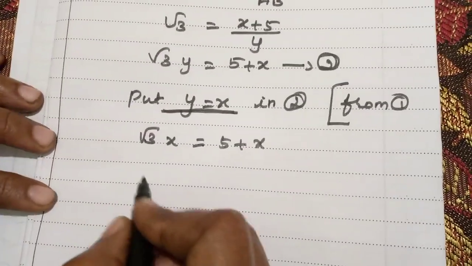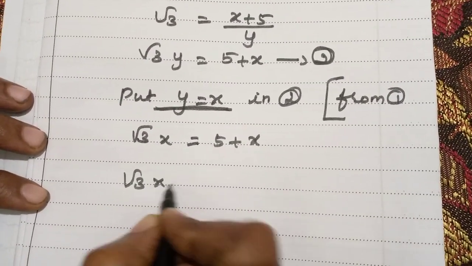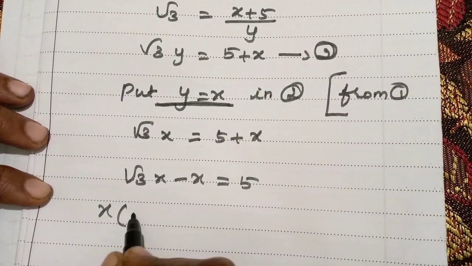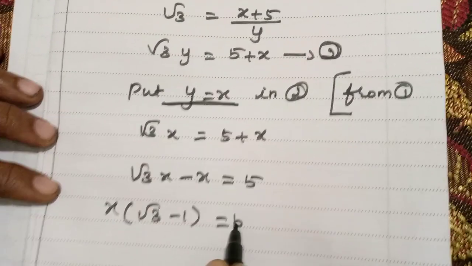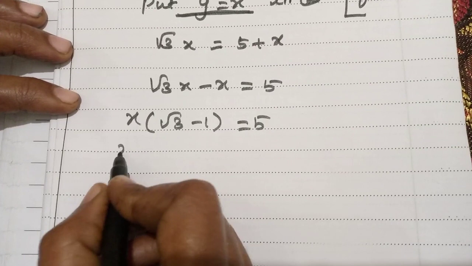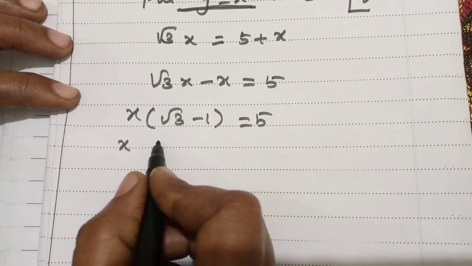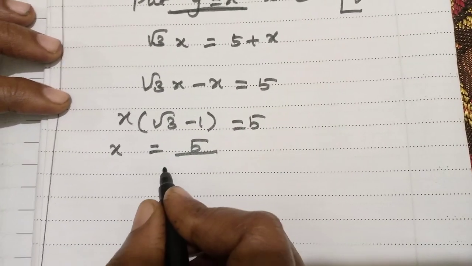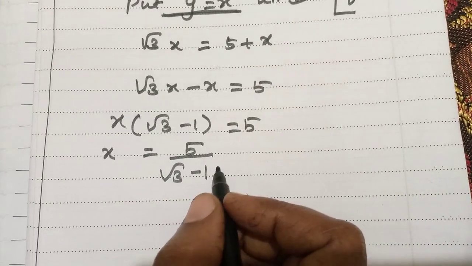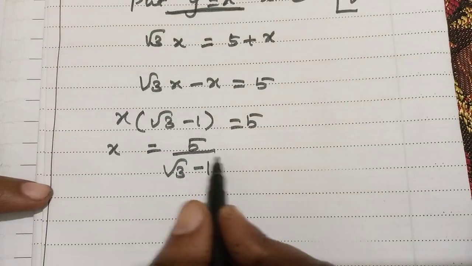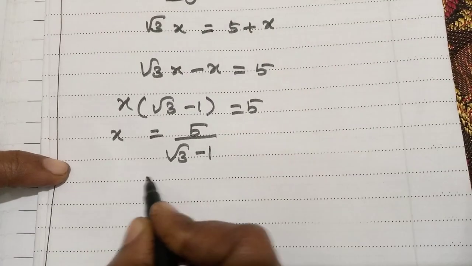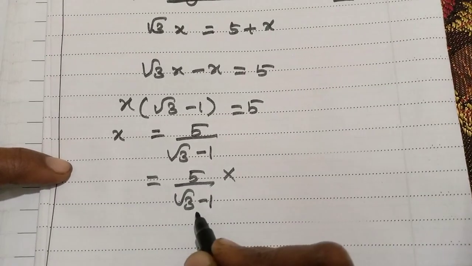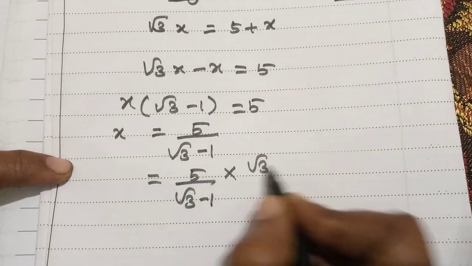So x term bring the same side. So root 3x minus x equal to 5. Take the x commonly out. So x into root 3 minus 1 equal to 5. From here x equal to, bring this root 3 minus 1 term right side. So it become as division, 5 by root 3 minus 1. To rationalize the denominator, take the conjugate of the denominator. What is the conjugate of root 3 minus 1? No? Root 3 plus 1.